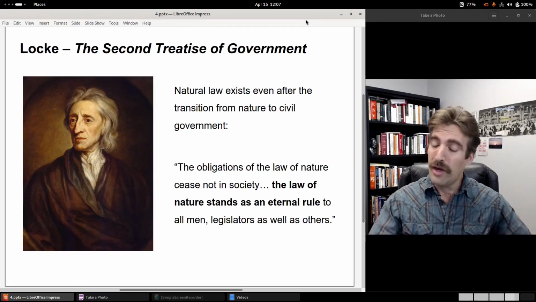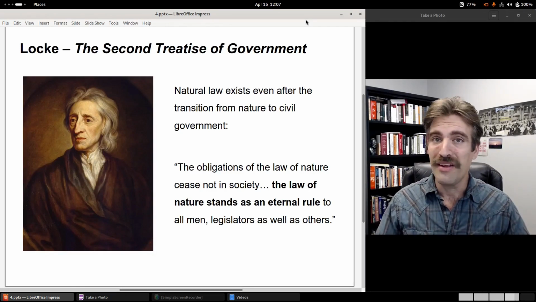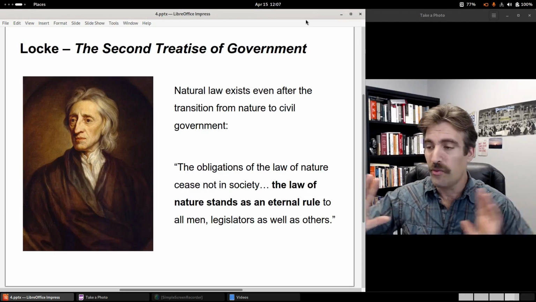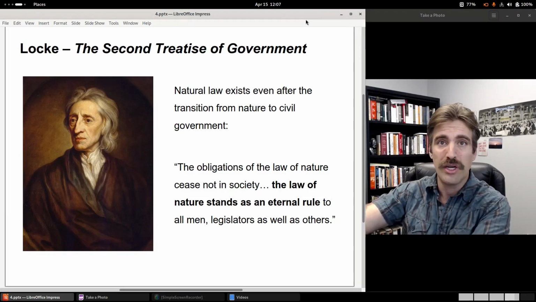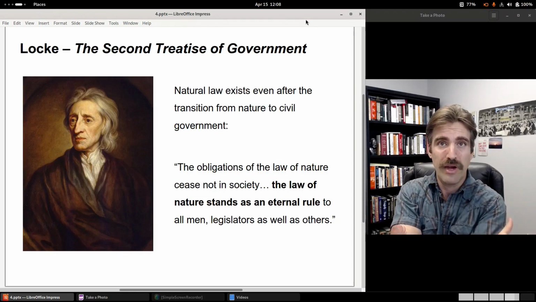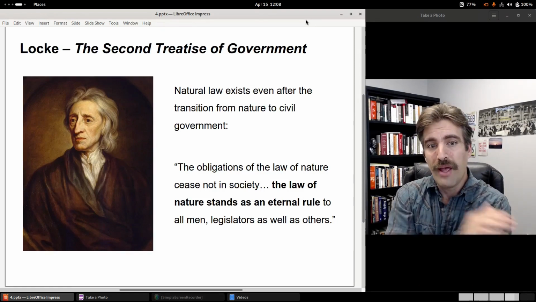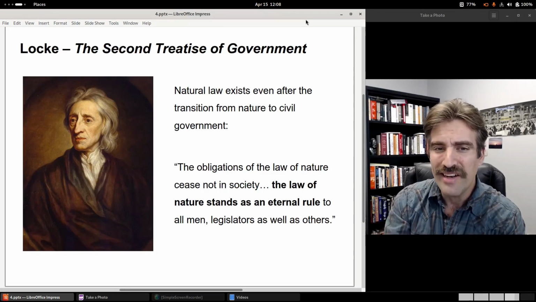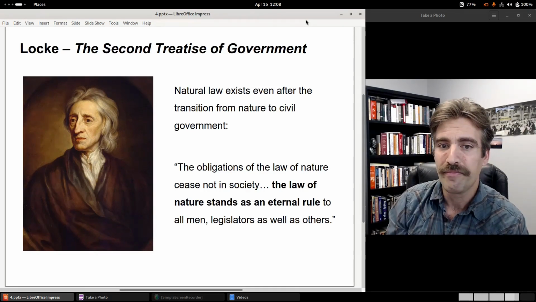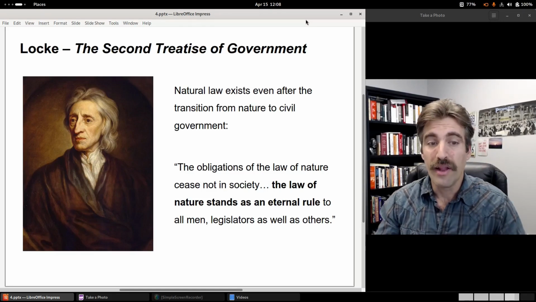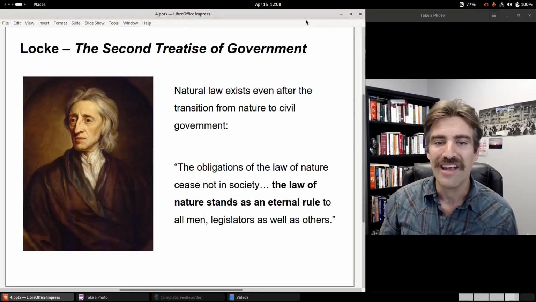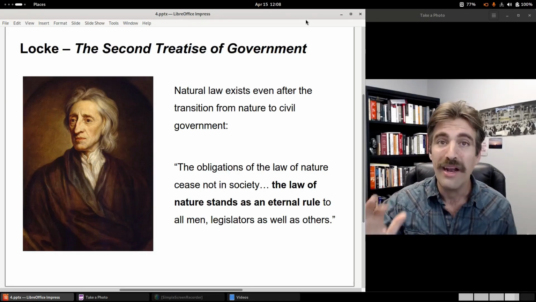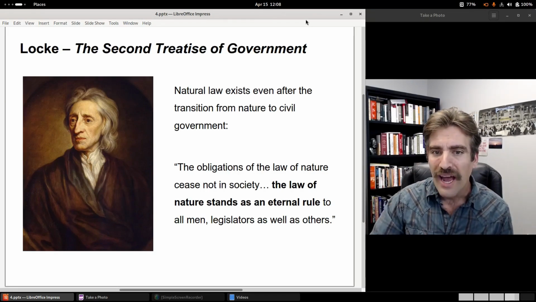Why is it limited? Well, Locke explains, natural law is still in effect. Natural law is not surrendered at the transition from the state of nature to civil government. Locke says, "The obligations of the law of nature cease not in society."